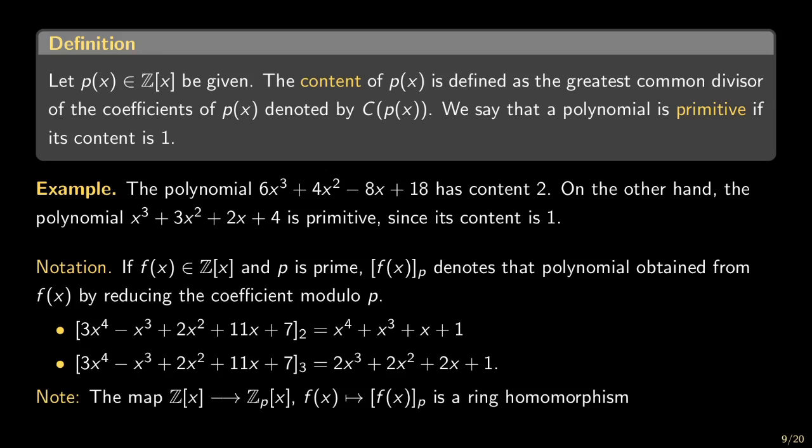Now, it is just an exercise to verify that this reduction modulo p gives us a ring homomorphism from the ring of polynomials over Z to the ring of polynomials over Zp. So meaning to say, this reduction of polynomials preserves addition and polynomial multiplication.